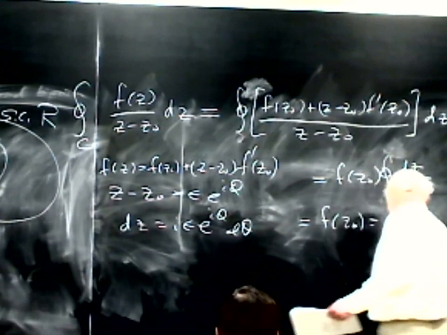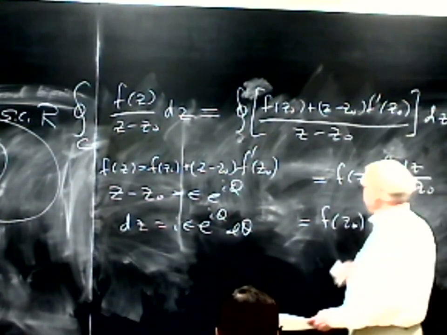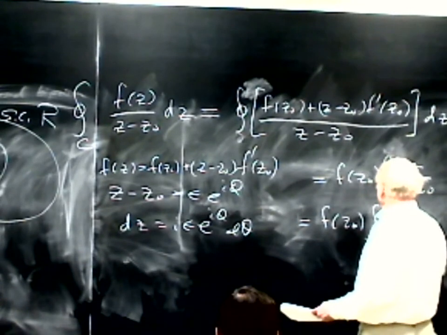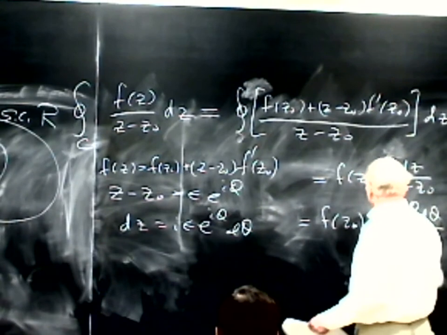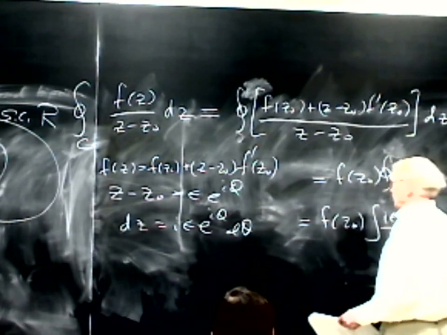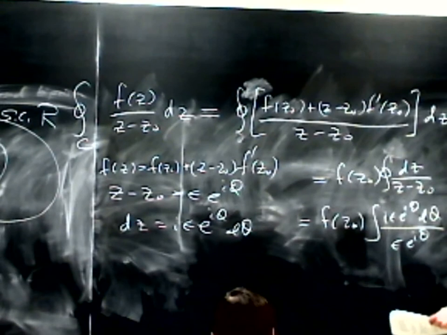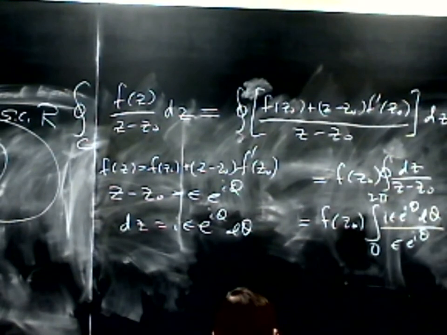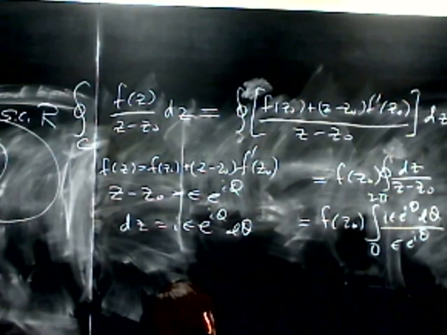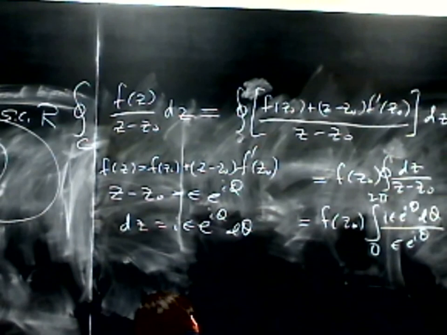Now what we have, substituting for dz, dz is i epsilon e^(i theta) d theta, and z minus z0 is epsilon e^(i theta). And so what we get is f of z0, and now we integrate 0 to 2 pi. The e^(i theta)s cancel, the epsilon cancels. We get i times the integral from 0 to 2 pi of d theta, and that's just 2 pi i f of z0.